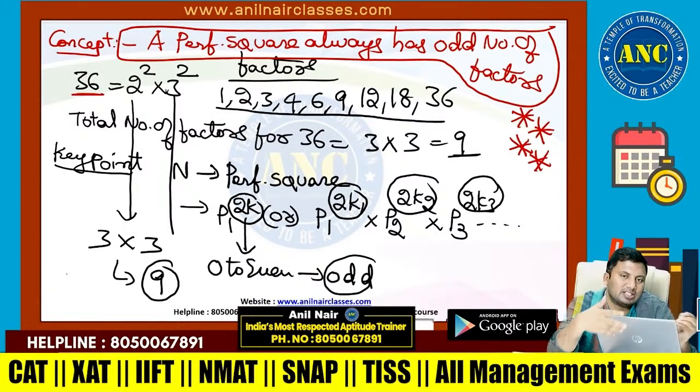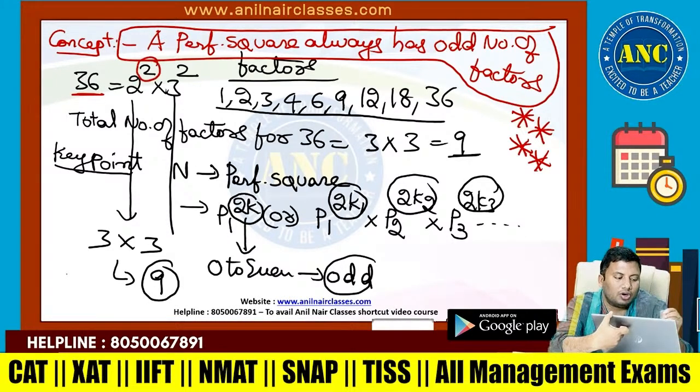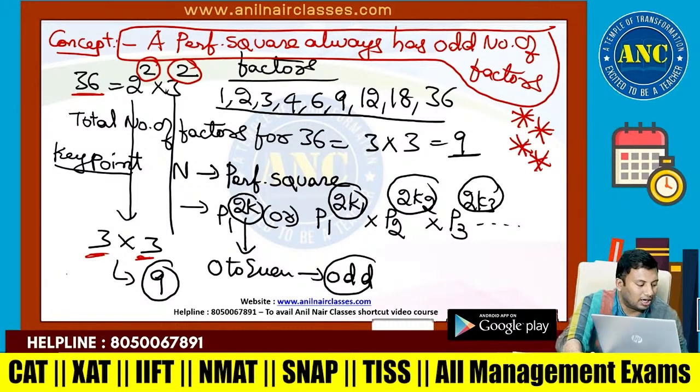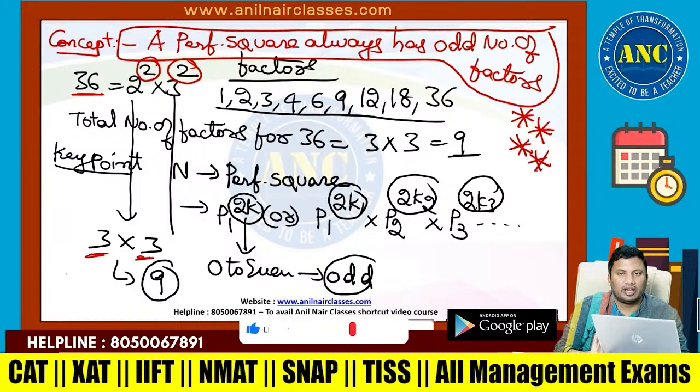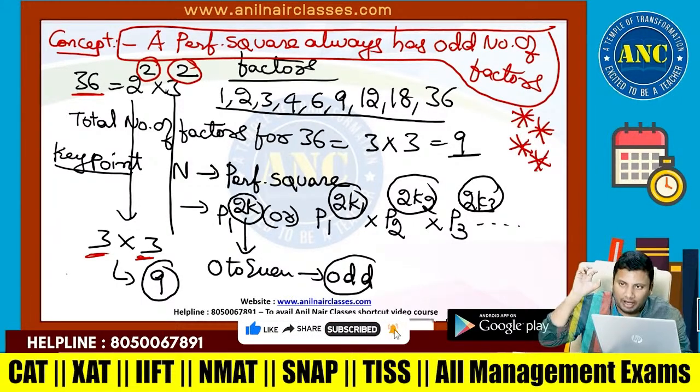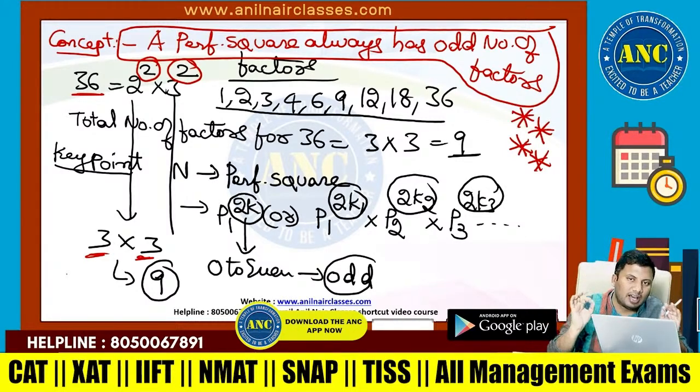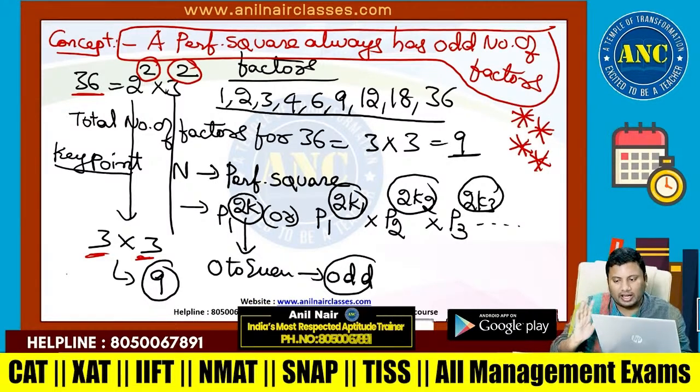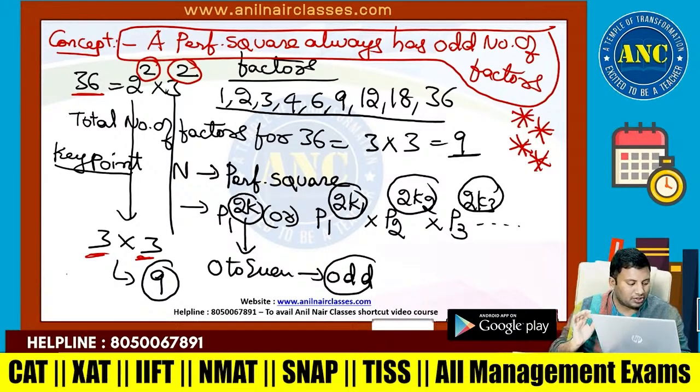Example, 36 is a perfect square. 0 to even is odd. Odd into odd is odd. A perfect square always has odd number of factors. If a number is given to you and the power is an even number, it will always have an odd number of factors. A perfect square always has odd number of factors.